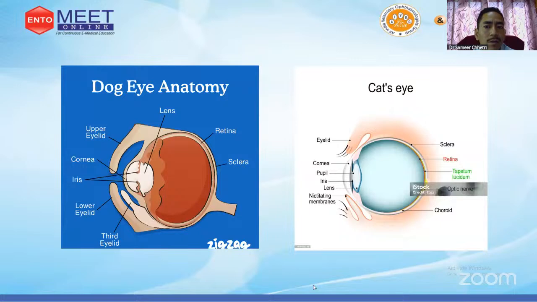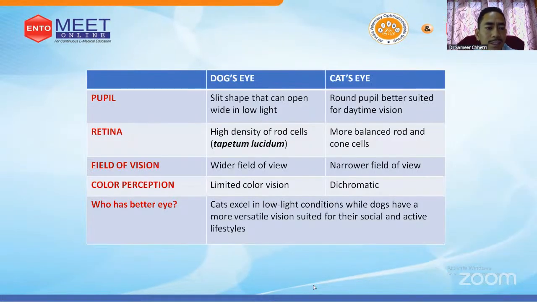So, talking about dog eye anatomy and cat's eye anatomy, there is a difference which will be of some interest for the vets practicing in the field.